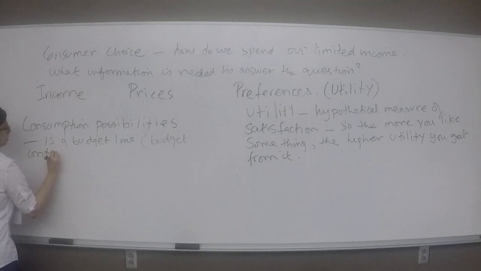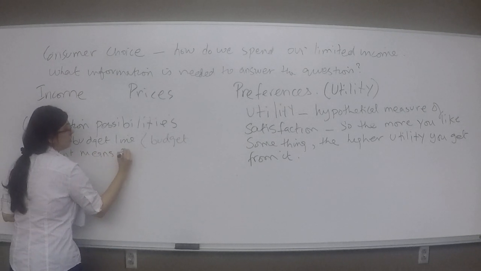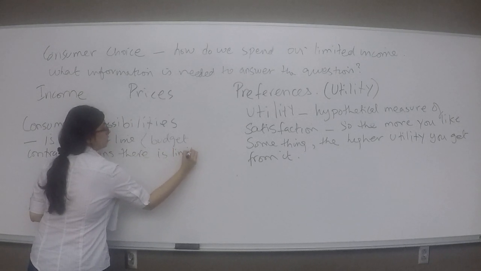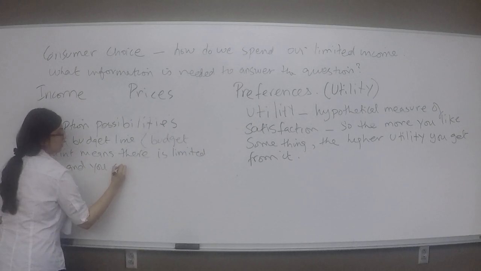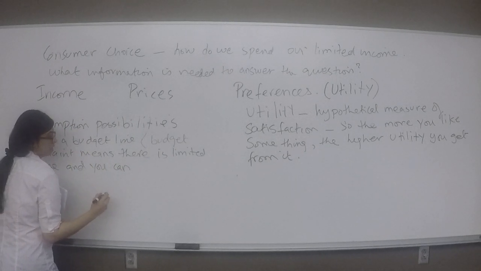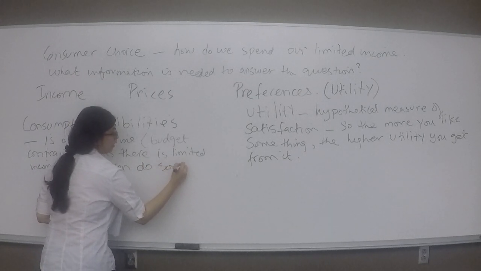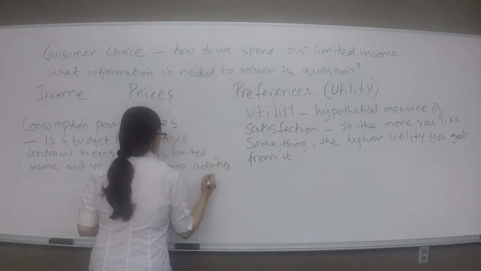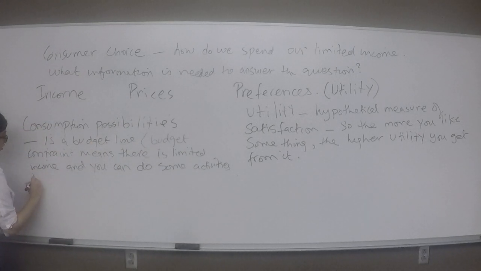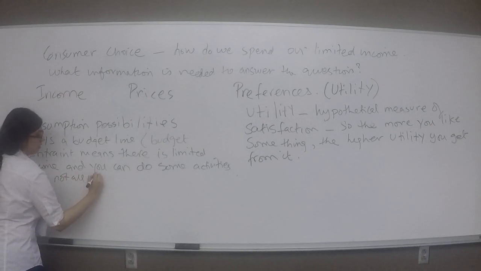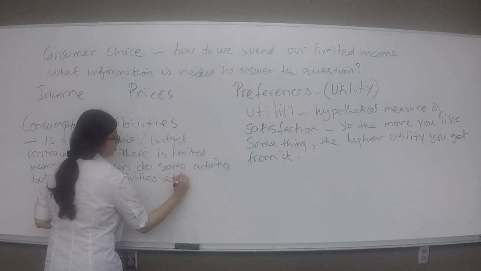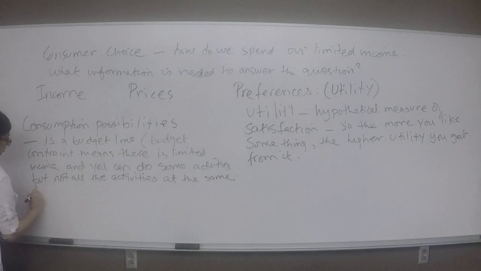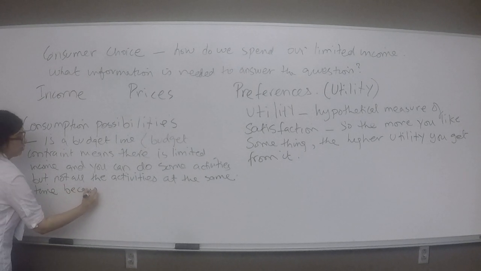Budget constraint means there is limited income and you can do some activities but not all the activities at the same time. Because you have limited income.